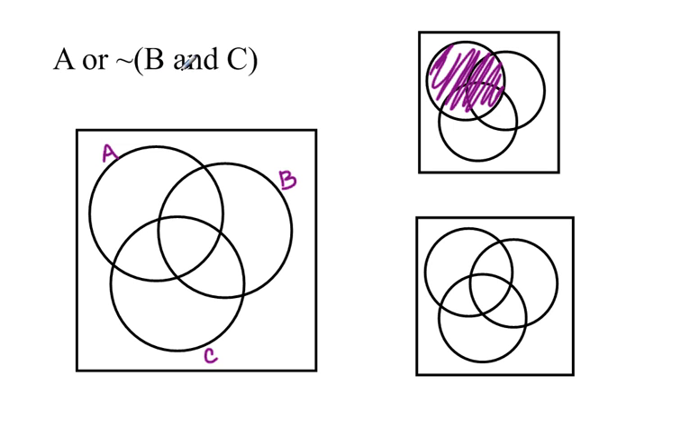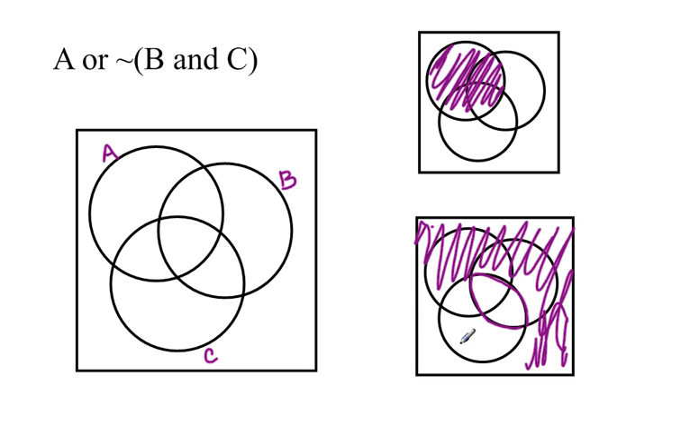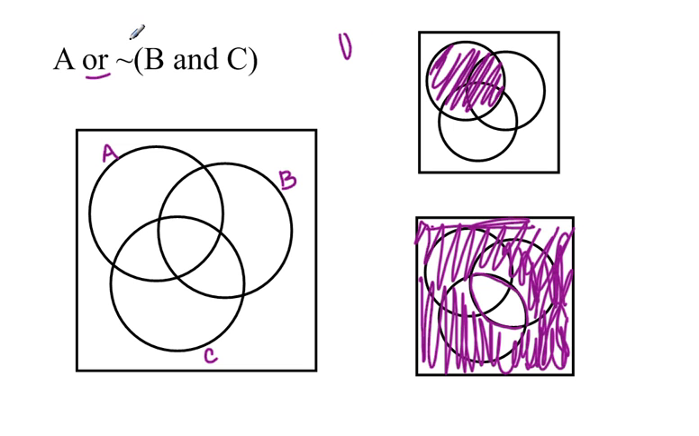B and C is, well, actually, I'm going to shade in not B and C. So I know B and C is this middle part in here. So not B and C is everything outside of that intersection. So not B and C is everything out here. Now, when I combine these two, I have an OR statement, which means I'm working with a union here, which means anything that was shaded in either of these two will be shaded in the final.